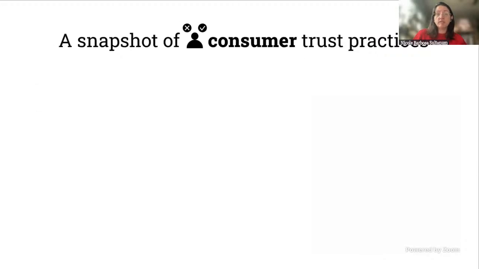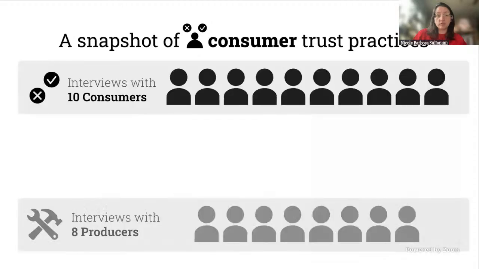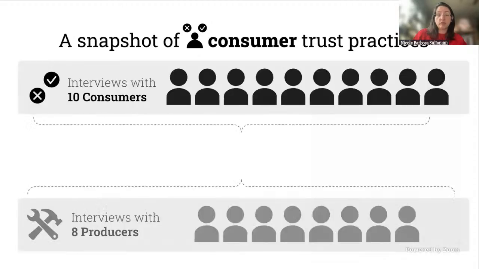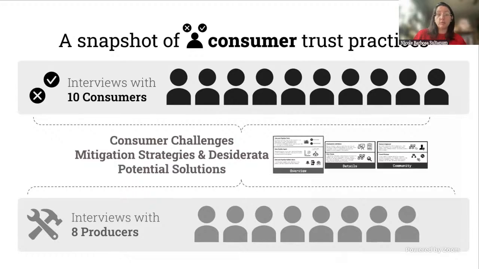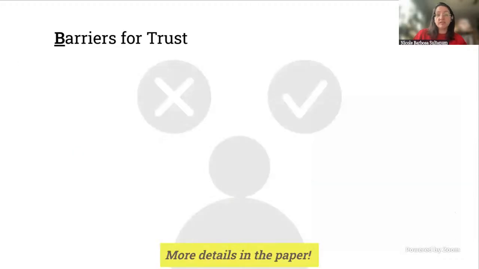In this work, we wanted to better map out trust concerns and needs from a consumer's perspective. To that end, we interviewed both consumers and producers and reconciled their perspectives to identify challenges consumers face and current strategies that producers and consumers follow to mediate trust, which then led to proposing and validating tentative solutions. More details in the paper, but here's a super high-level overview of barriers we identified as having a significant impact on trust.